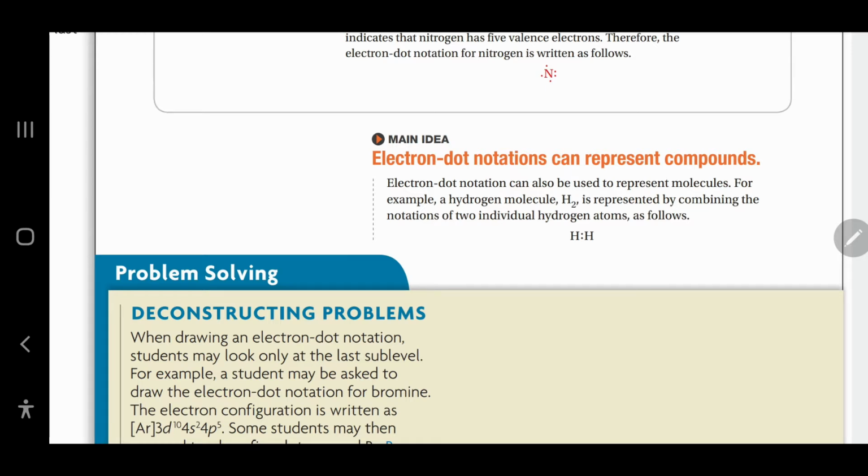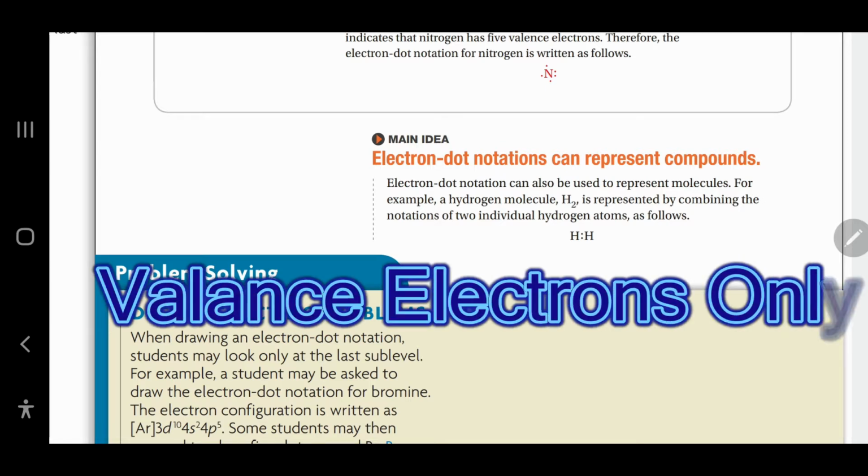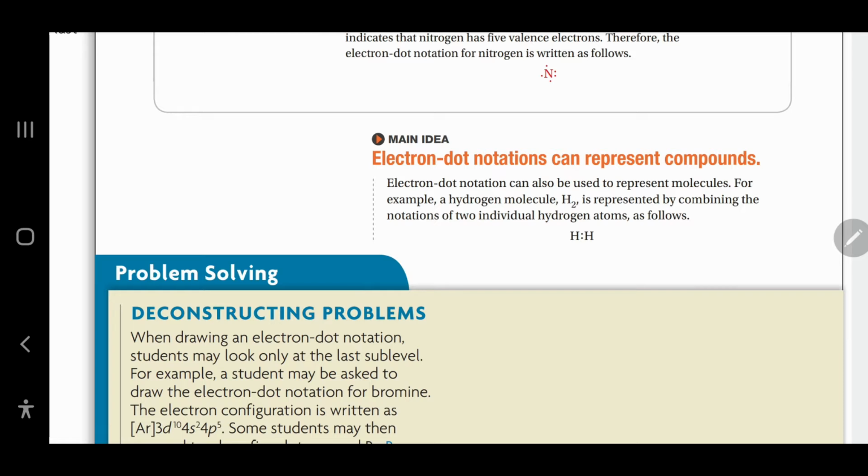In our lesson today, we're gonna continue talking about dot structure or Lewis structure. As we said before, we used dot structure to represent the valence electrons for each atom. In this lesson, we're gonna continue using electron dot notation for compounds.